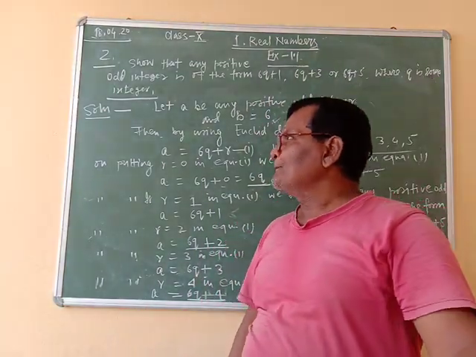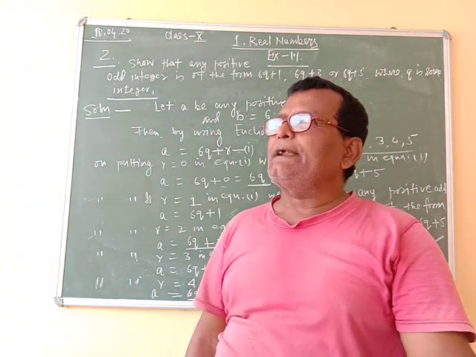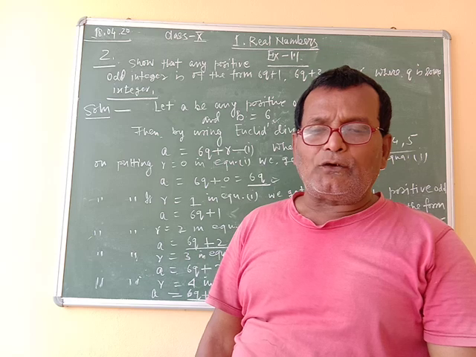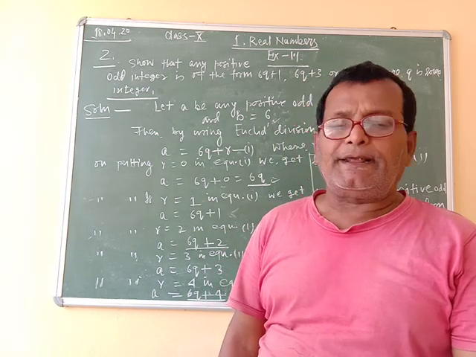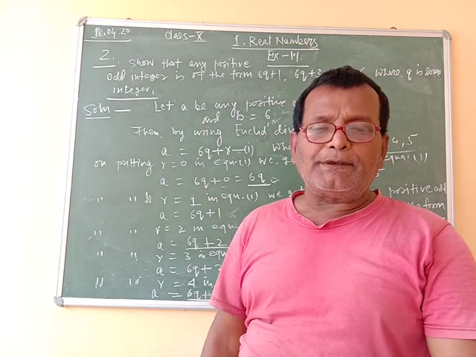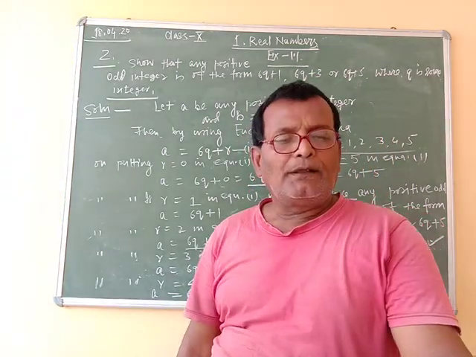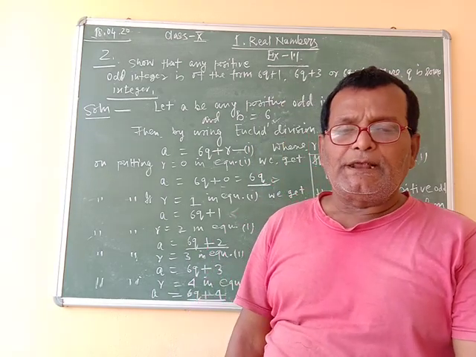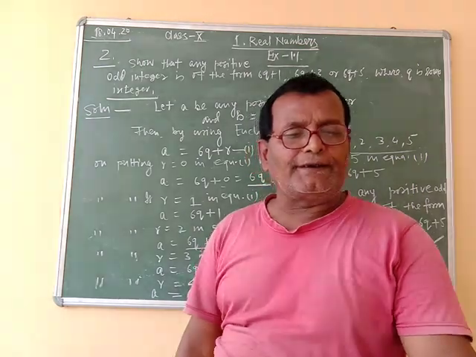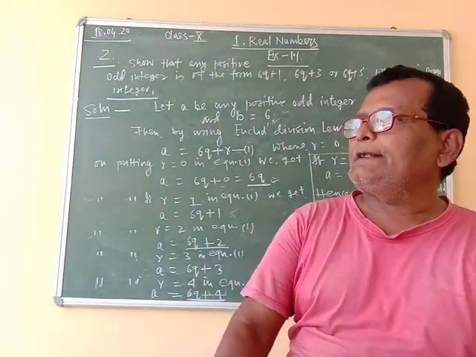Read carefully. Any army contingent of 616 members is to march behind an army band of 32 members in a parade. The two groups are to march in the same number of columns. What is the maximum number of columns in which they can march? This is your question. I explain it in Hindi.